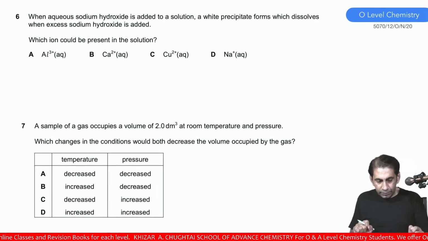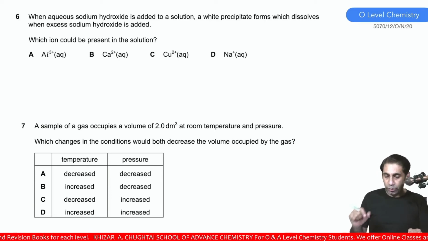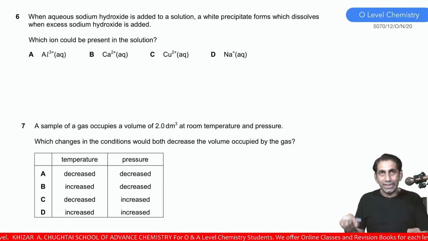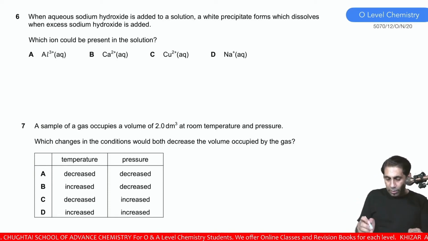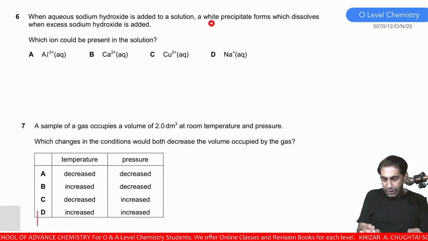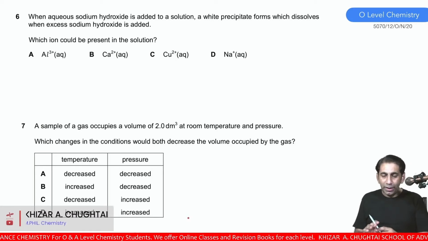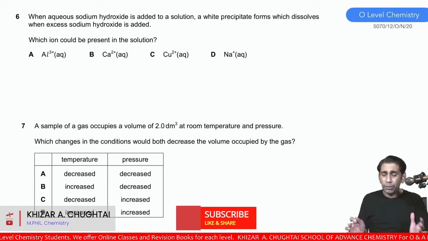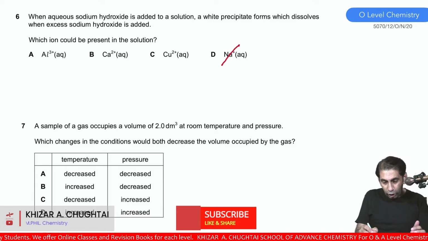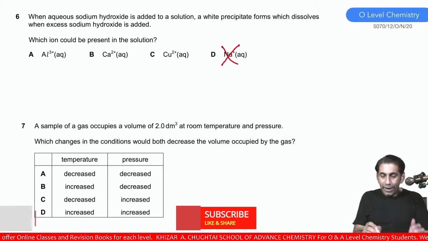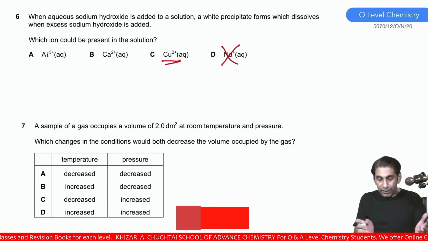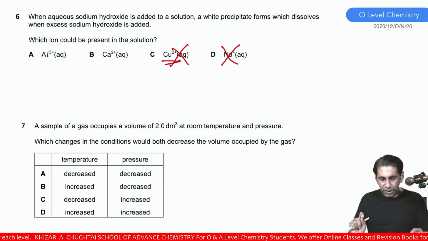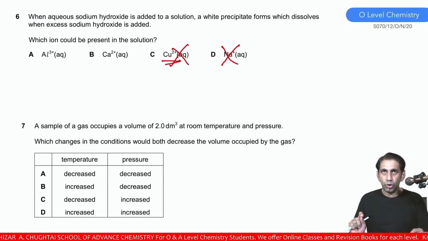Question number 6. When aqueous sodium hydroxide is added to a solution, a white precipitate forms which dissolves when excess sodium hydroxide is added. The white precipitate means the metal ion should not be from the transition metal group. It may not be from group 1 either. So remaining, there are two options: one is the aluminium Al3+ ion, and the second one is the calcium Ca2+ ion.